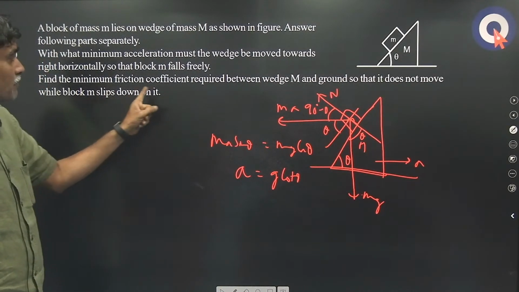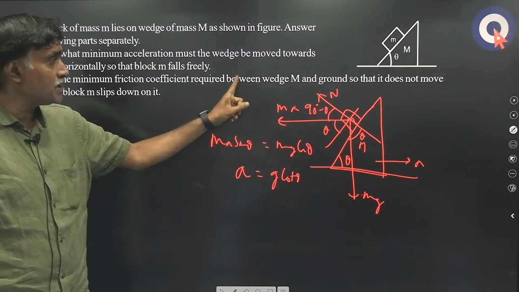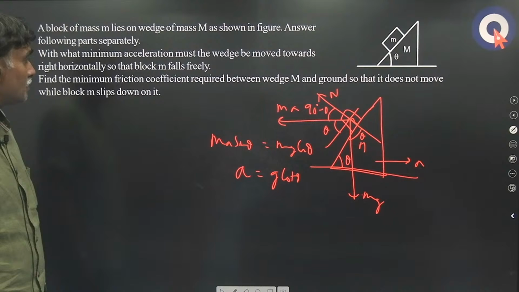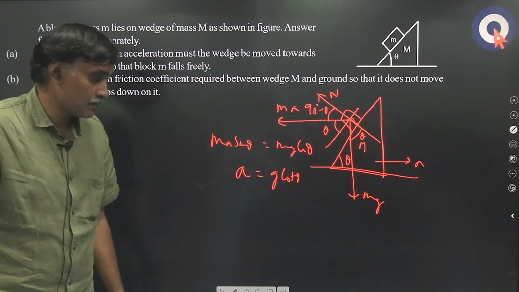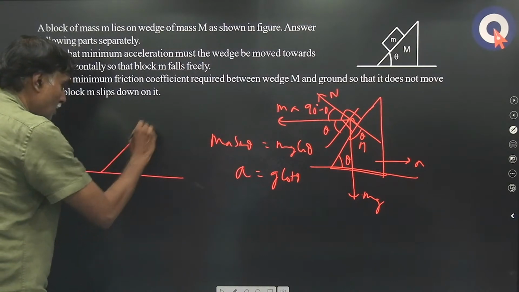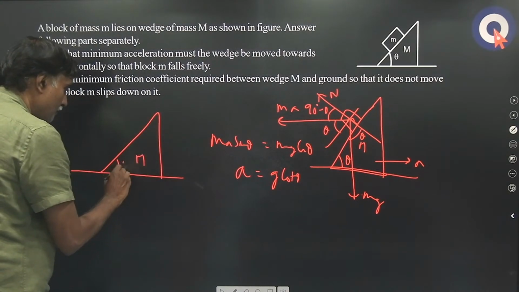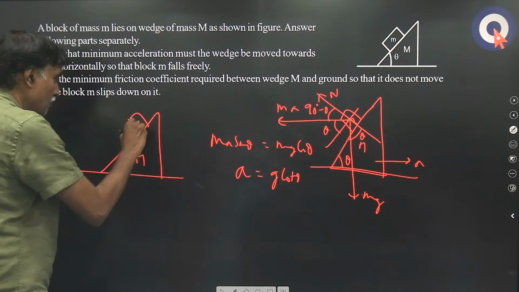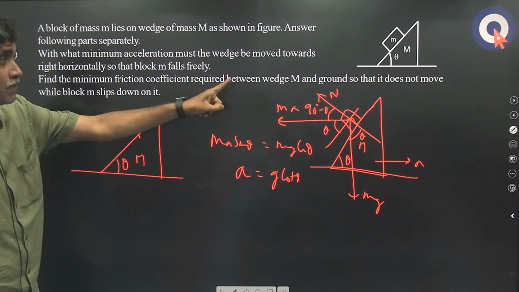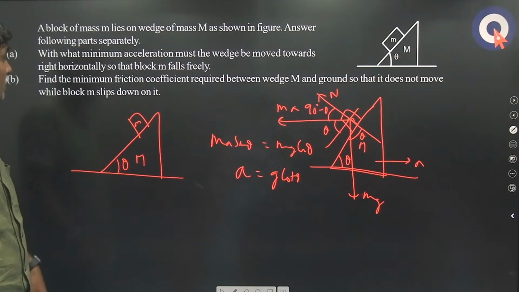Next, find the minimum friction coefficient required between wedge capital M and ground so that it does not move while block small m slips down on it. So, when small m is slipping down on capital M, what is the minimum friction coefficient required between wedge capital M and ground so that it does not move while block small m slips down on it?